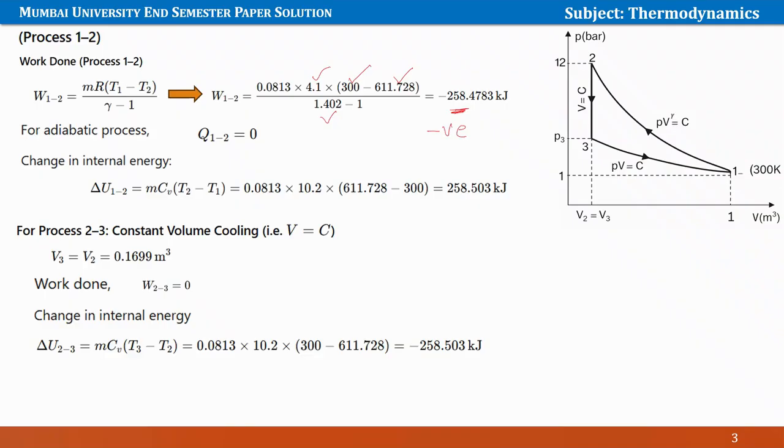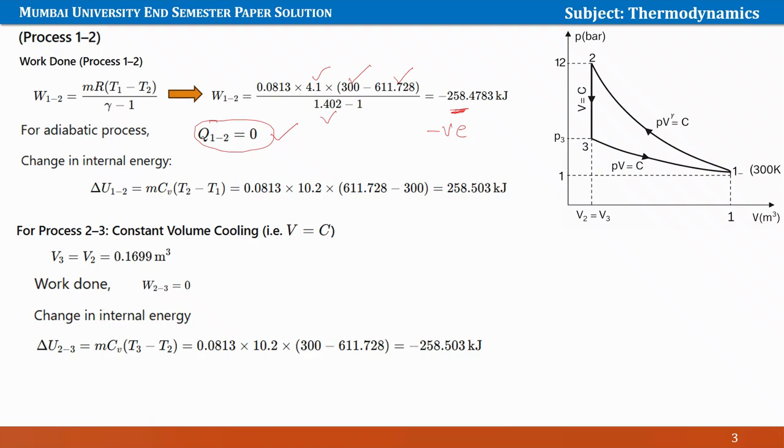Next we have to calculate the heat transfer. During this process the heat transfer is 0. Why is it 0? Because the 1 to 2 process is an adiabatic compression process, and we know during an adiabatic process heat transfer is 0. Adiabatic term means heat transfer 0, right?